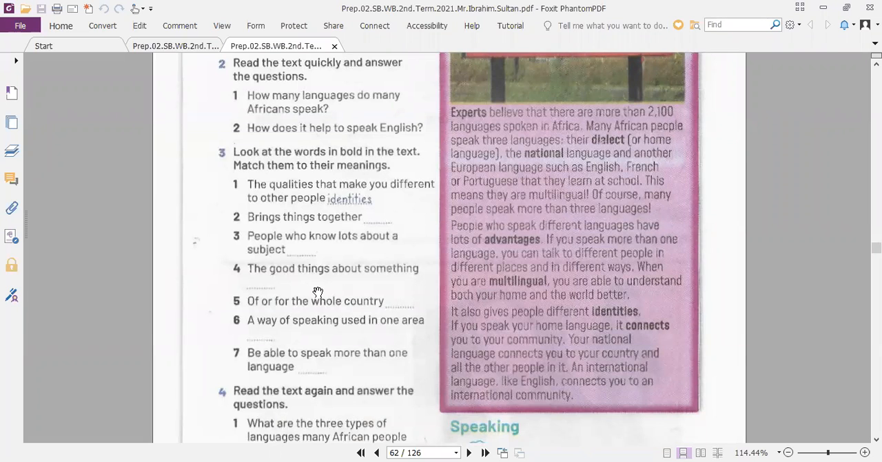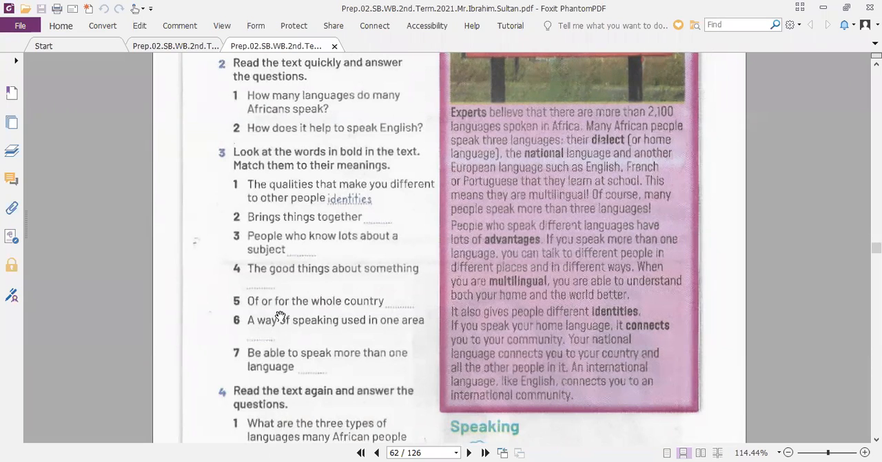Advantage. Can you tell me what is the opposite of advantages? Advantages يعني مميزات. What is the opposite? Disadvantages. We can put DIS.